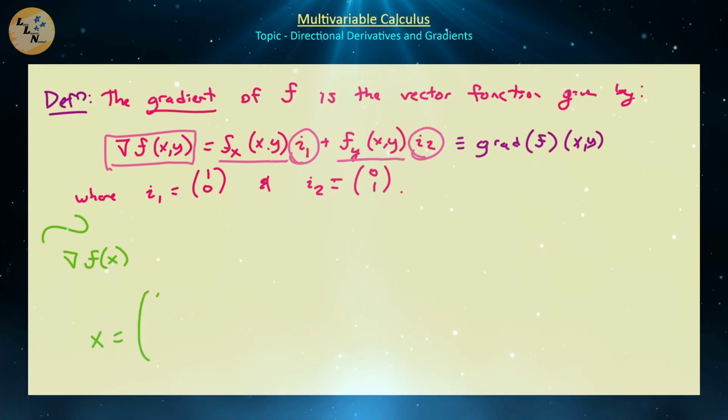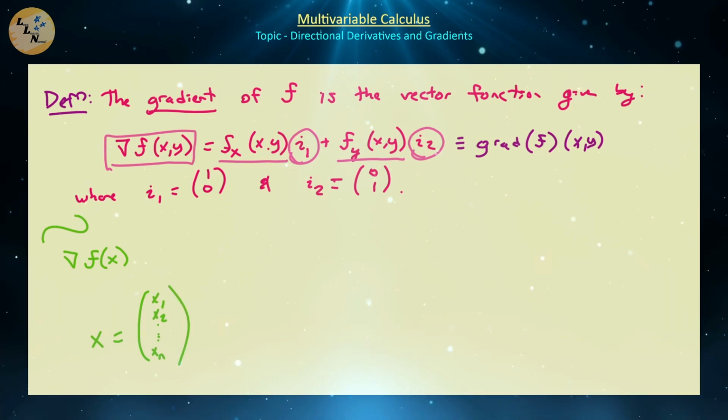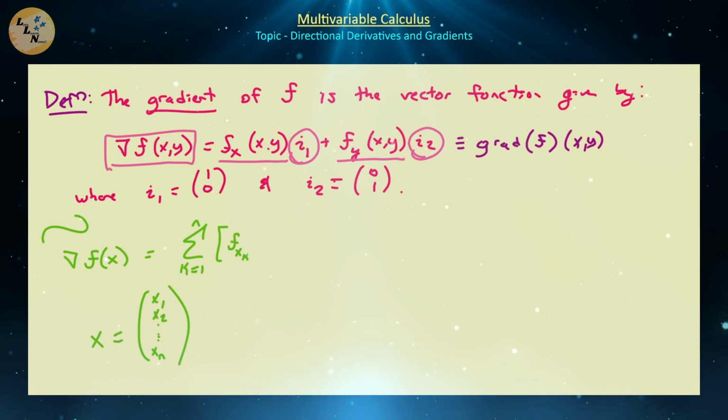So x is going to be x1, x2, down to say xn. In our case, x is just going to be x1, x2, or just x and y in 2 dimensions. So the gradient of f at x is going to be equal to the sum from k equals 1 to m of the partial derivative of f with respect to xk evaluated at that vector value x, times the unit vector in that particular direction.